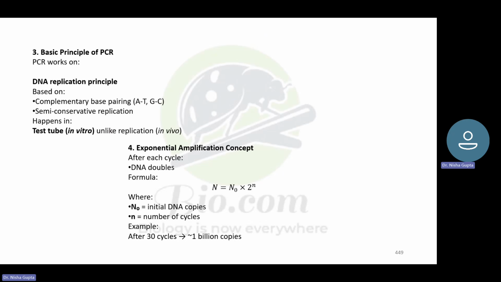So after that, these are the basic things which I have provided to you. The basic principle works on the complementarity and the semi-conservative replication. यानी एक आपका सोर्स डीएनए रहेगा, एक न्यूली सिंथेसाइज्ड रहेगा, and test tube में ये होता है in vitro, unlike the replication जो हमारे cells के अंदर होता है in vivo. Exponential amplification concept क्या है?